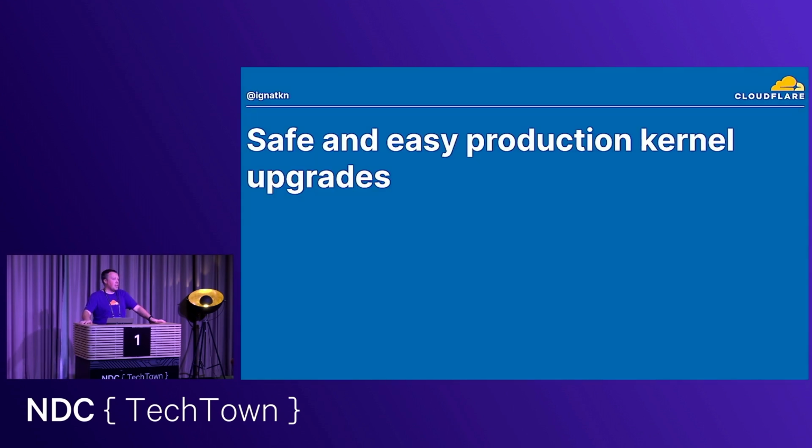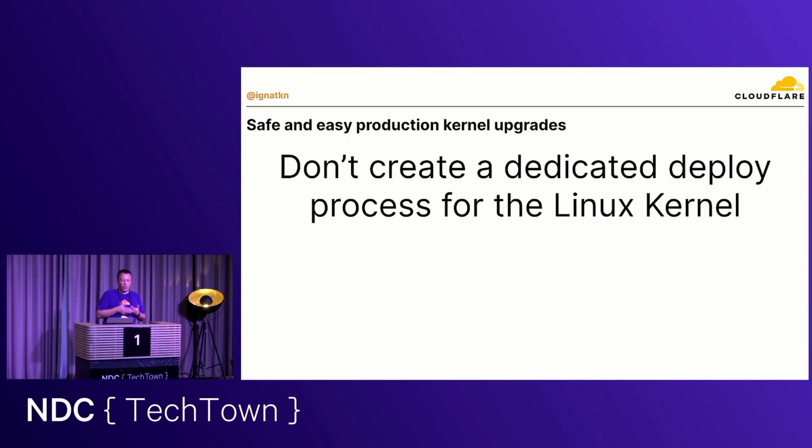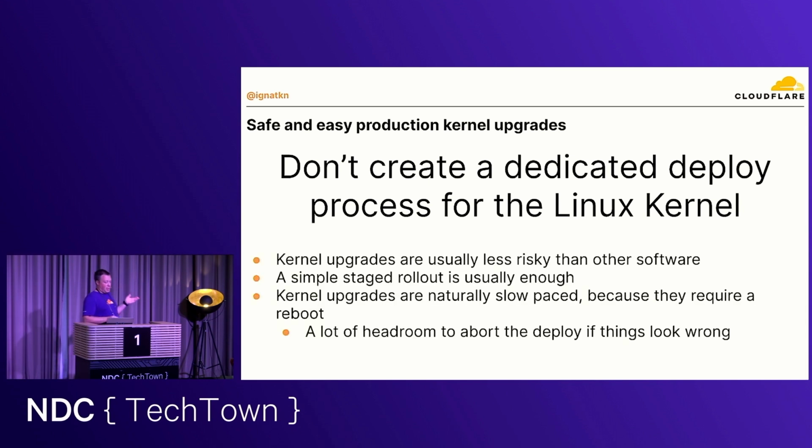Okay, so let's summarize what I discussed today. How do you do safe and easy production kernel upgrades? First of all, don't create a dedicated deploy process for the Linux kernel, because kernel updates are usually less risky than any other software, and a simple staged rollout is usually enough. Kernel releases are naturally slow-paced because they require a system reboot, and you always have a lot of time, headroom to notice that a bad release went through and just stop the release.